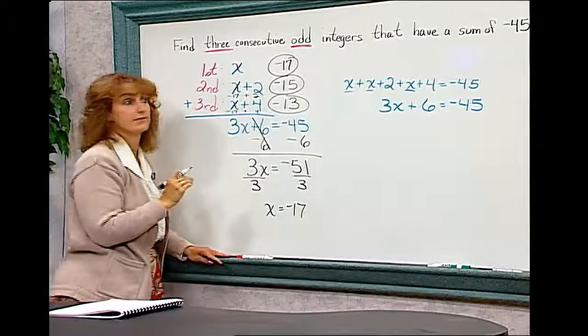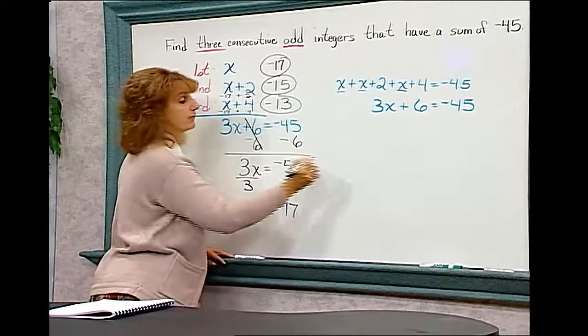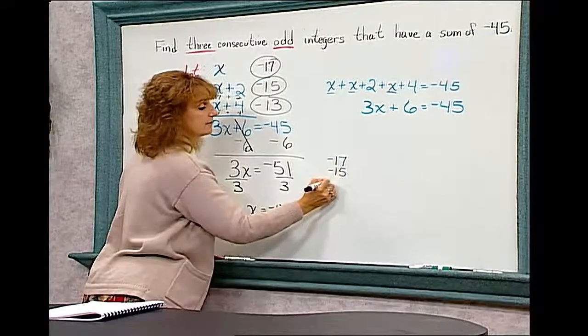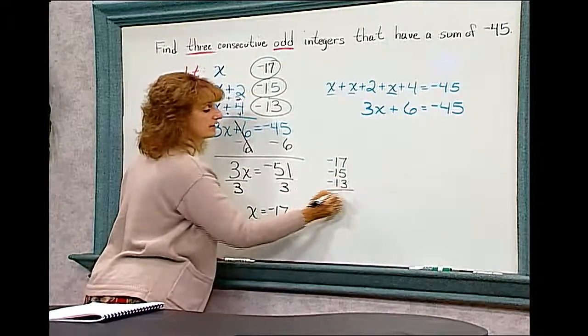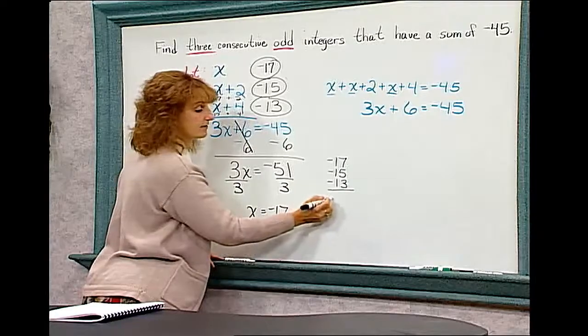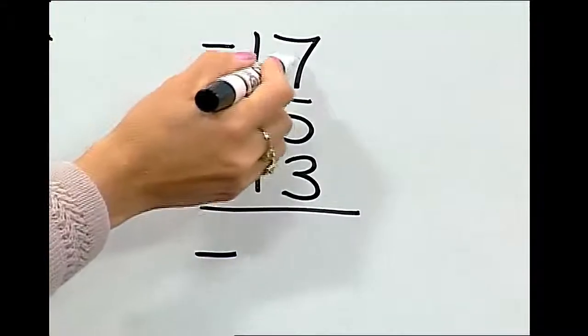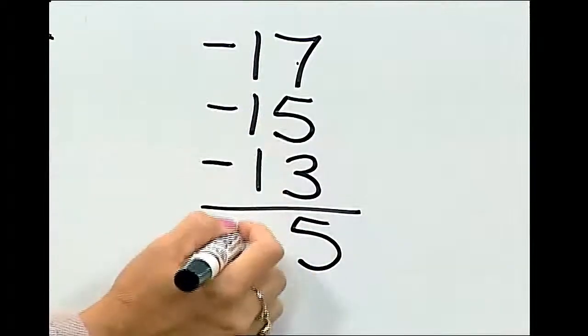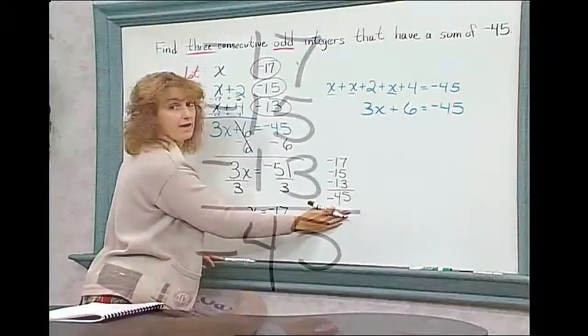Let's check to see if it really adds up to negative 45. Negative 17, negative 15, negative 13. When we're adding negatives, the answer stays negative. 7 and 5 is 12, and 3 is 15. Carry the 1. We get negative 45.